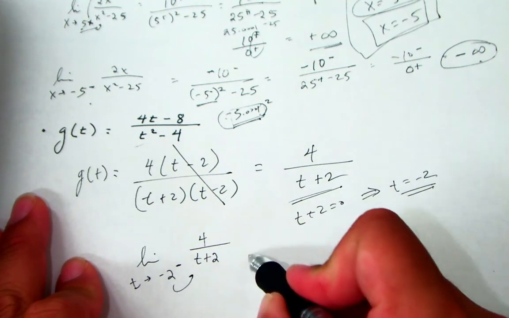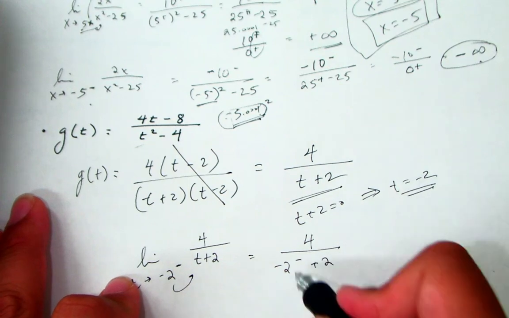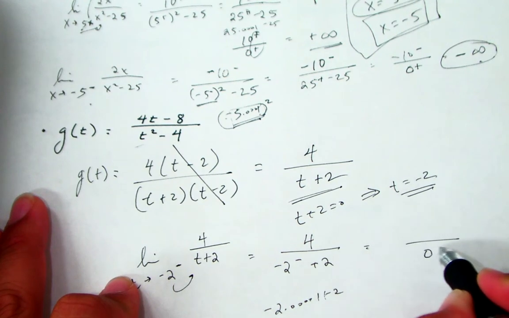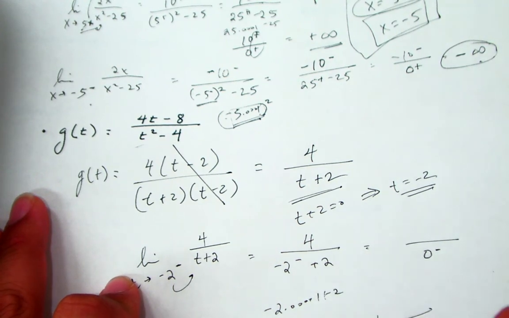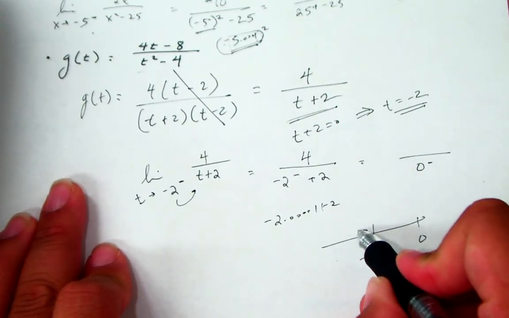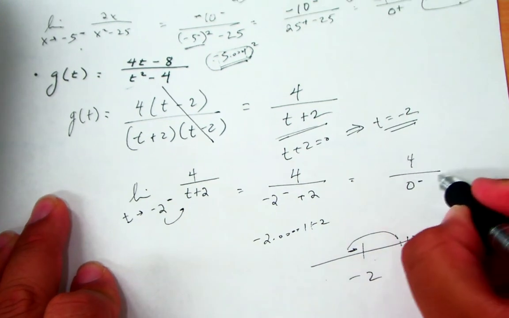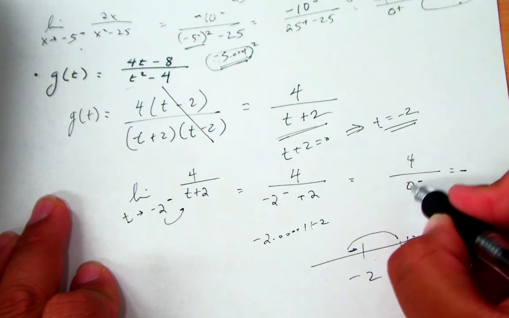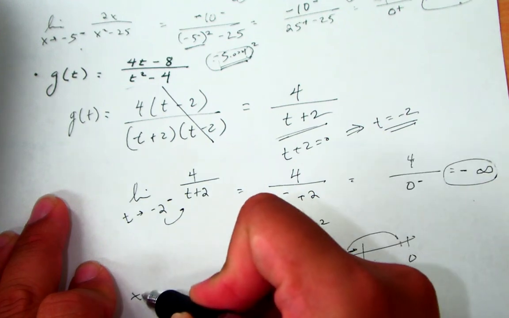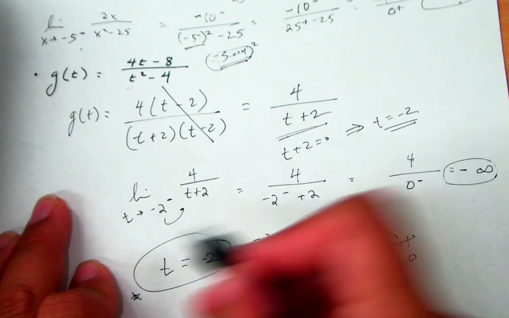So plug it in, and we get 4 over negative 2 from the left, plus 2. If you're not sure what that is, that's negative 2.0001, right? Plus 2 would give me a little bit below 0. Negative 2 on the number line might be here, 0 might be there, and then jump forward 2 spots, you're still below. So that's there, 4 on top. Positive divided by a negative is a negative result. A number divided by an infinitesimal is negative infinity. So indeed, t equals negative 2 is a vertical asymptote. And this is our justification.